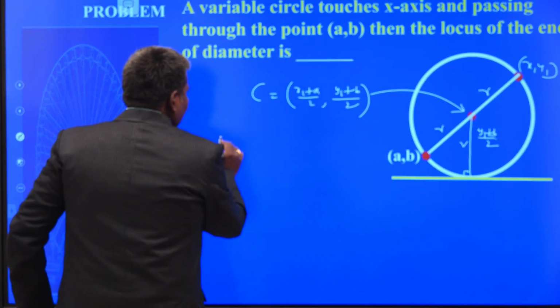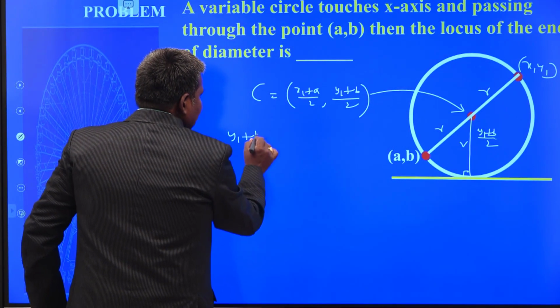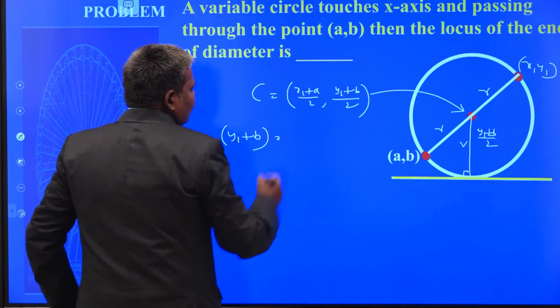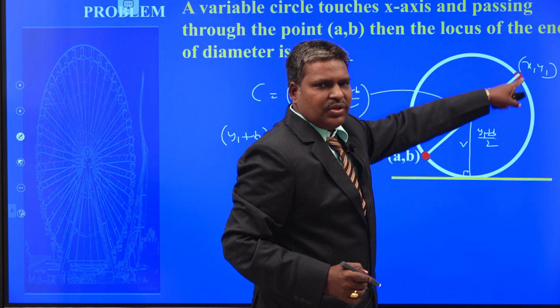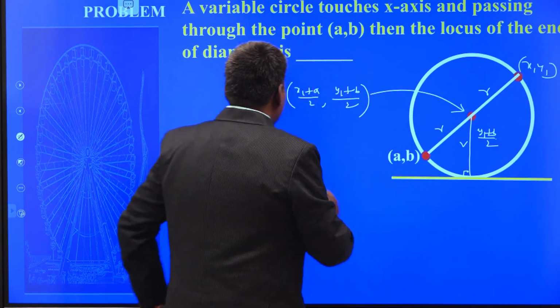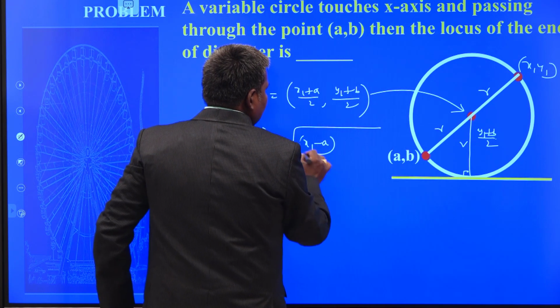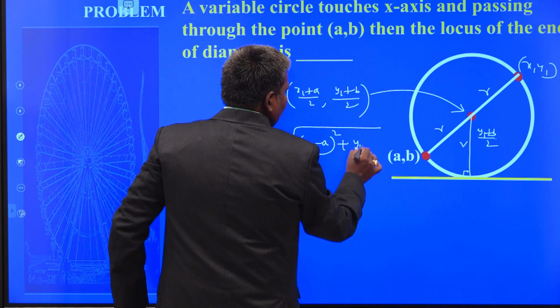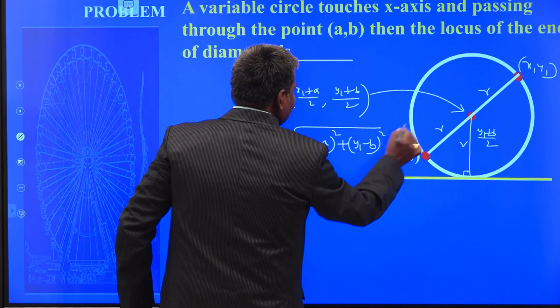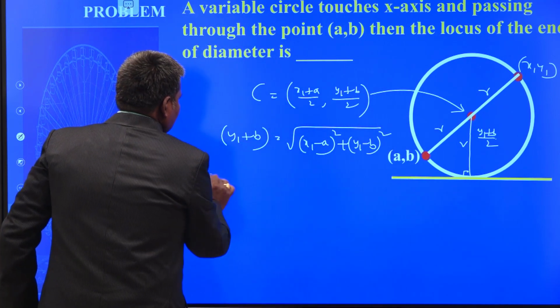So, 2 times of that one is what? y1 plus b. That is equivalent to what? The distance from here to here. Am I correct or not? The length of the diameter. What is the length of the diameter now? Square root of (x1 minus a) whole square plus (y1 minus b) whole square. So, I think your job is over.